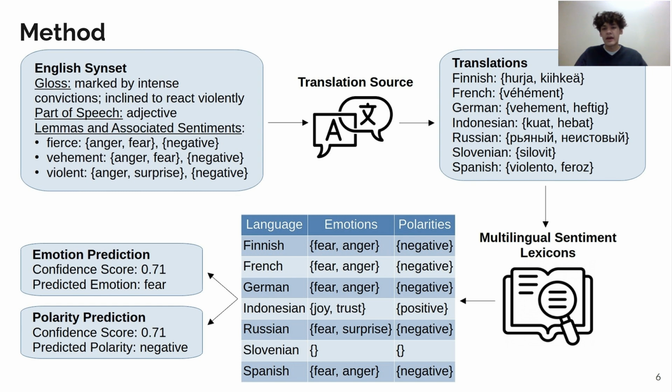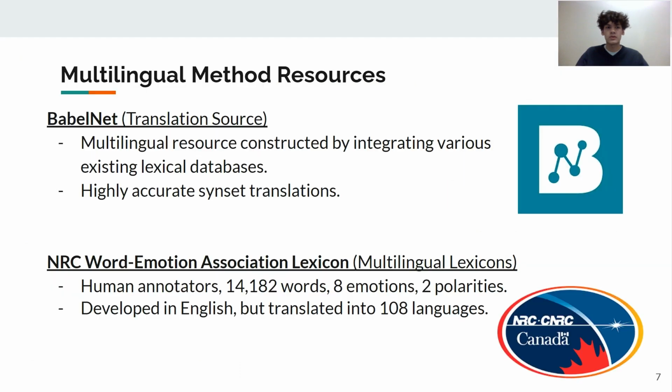Similarly, we find that negative is the most common polarity, and it again appears in 5 out of the 7 languages. So we predict the synset to have a negative polarity, and the confidence of our prediction is again 5/7, or roughly 0.71. Now, you may notice that in this figure, we just use a general translation source and a general multilingual sentiment lexicon. But what are the specific resources that we actually use?